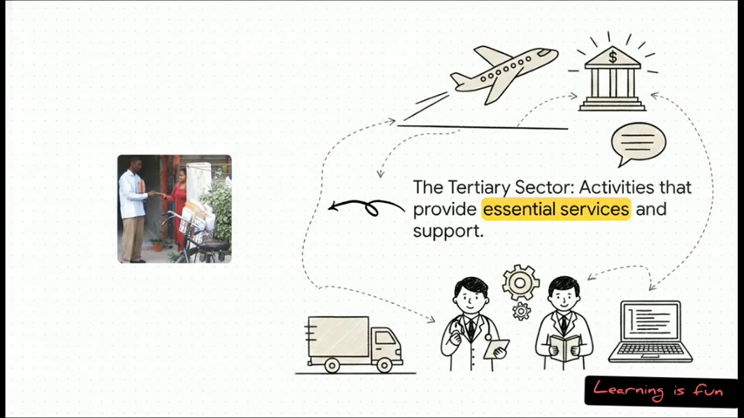And finally, our third bucket is the tertiary sector. Now, this one's a little different. It doesn't make a physical thing you can hold. Instead, it provides services. We're talking about everything from transportation and banking to trade, and even the work of doctors, teachers, and software engineers. It's the sector that helps the other two run smoothly.